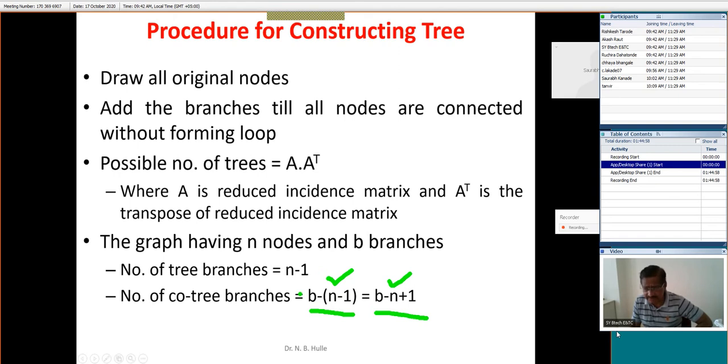But I will always prefer this formula, because there can be confusion here, since we are taking n plus 1. Because n minus 1 is the number of tree branches, and b is the total number of branches. Total number of branches minus tree branches will be the cotree branches.